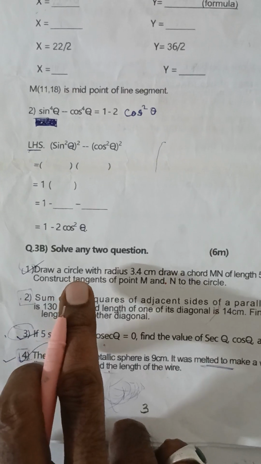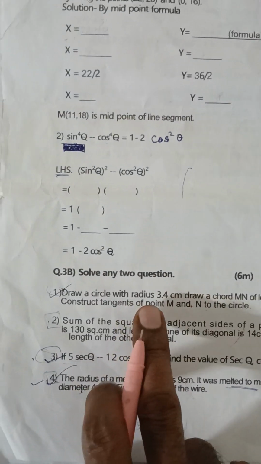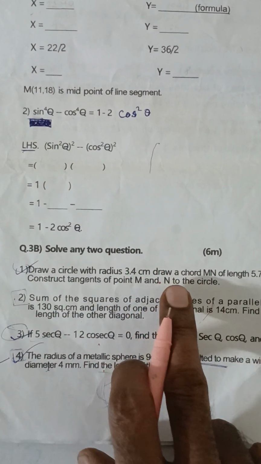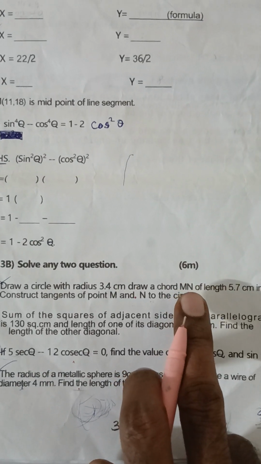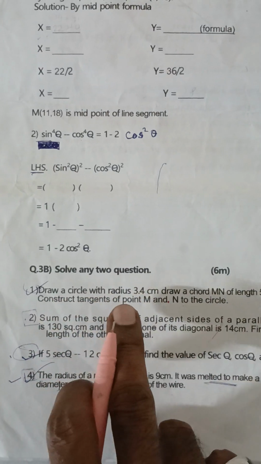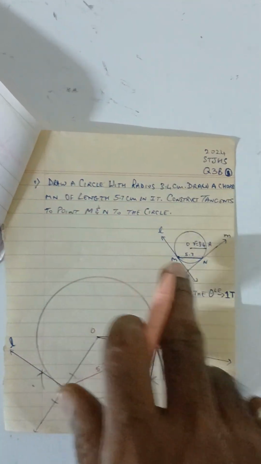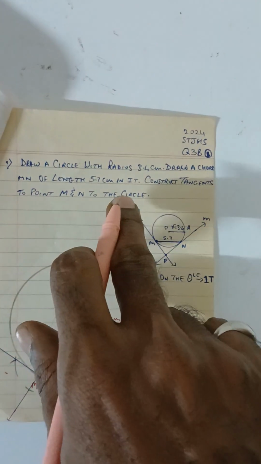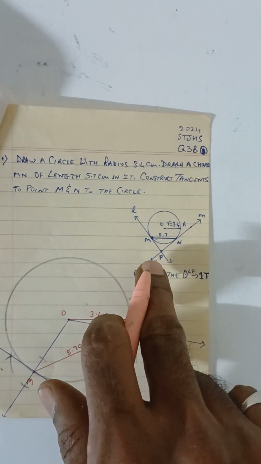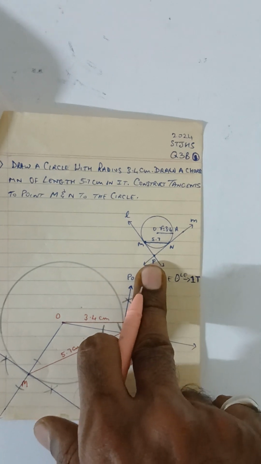Next, draw a circle of radius 3.4 centimeter. Draw chord MN of length 5.7 centimeter in it. Construct tangents at points M and N to the circle. Now this is a rough figure. Tangents have been drawn over here and they meet at external point P.